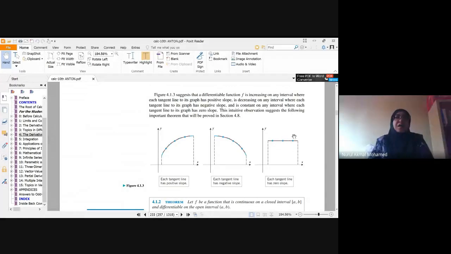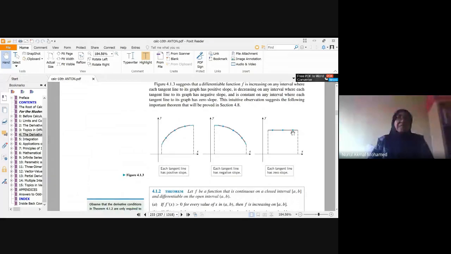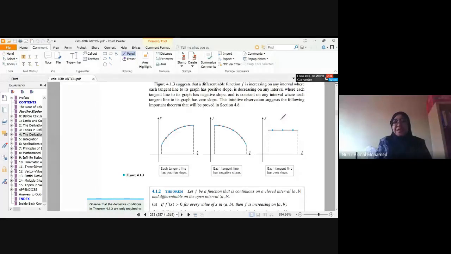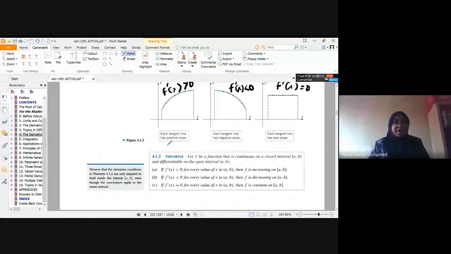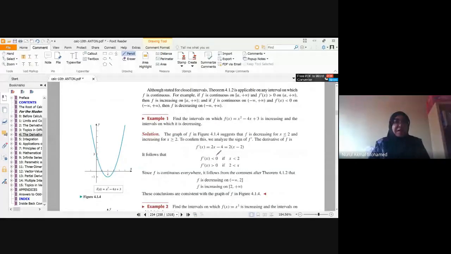Okay, in other words, for a constant function, f prime will be zero. Okay, for this constant function, f prime of x will be zero, and for the decreasing one, f prime of x will be less than zero, and for the increasing one, f prime of x will be greater than zero for any point x. Okay, and then we can summarize it into these theorems here. Okay, let's look at example one.